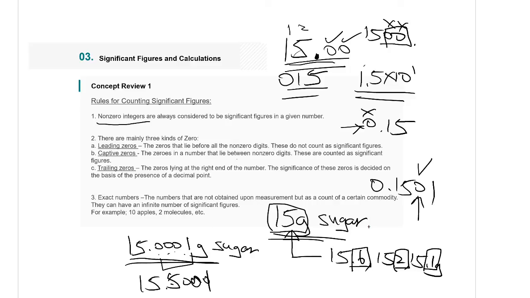Okay, so sometimes we have an exact number. For example, a constant, or just a finite number. For example, we have 1 apple, 2 apples, 3 apples. We can say 1.5 apples, but it's really rare to say that. So for those that have a finite number or exact number, they have an infinite number of significant figures. So just keep that in mind.